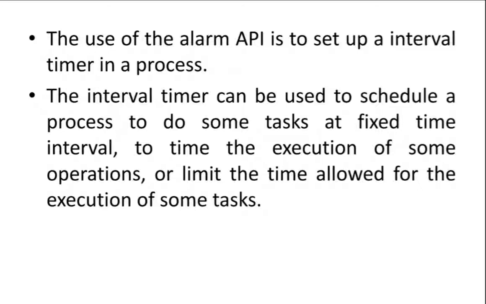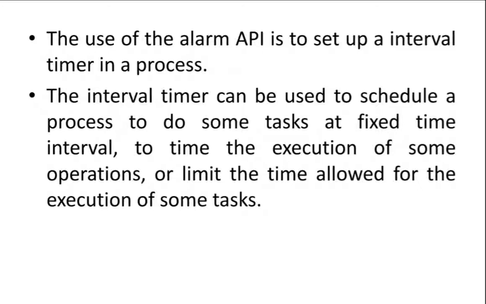For example, if I want to do some task between 5 to 10 minutes, I can use this interval timer to set the interval time for 10 minutes. I can do whatever task I want in the 10 minutes. I can specify the range, I can specify that interval using this interval timer. Why can I do this? I can do this to do some task at a fixed time, or if I want to limit the time allowed for the execution of a task, I can use this.